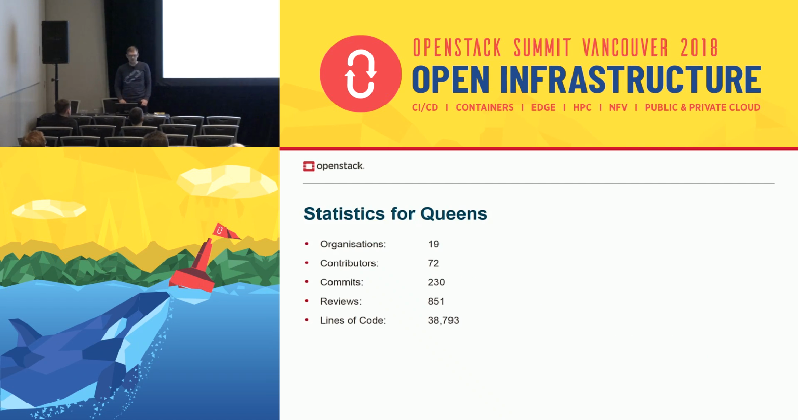Shortly, the statistics from the Queens cycle. So we had contributions from 19 organizations and 72 individual developers, coming up to the number of 40,000 lines of new code in the Queens release.